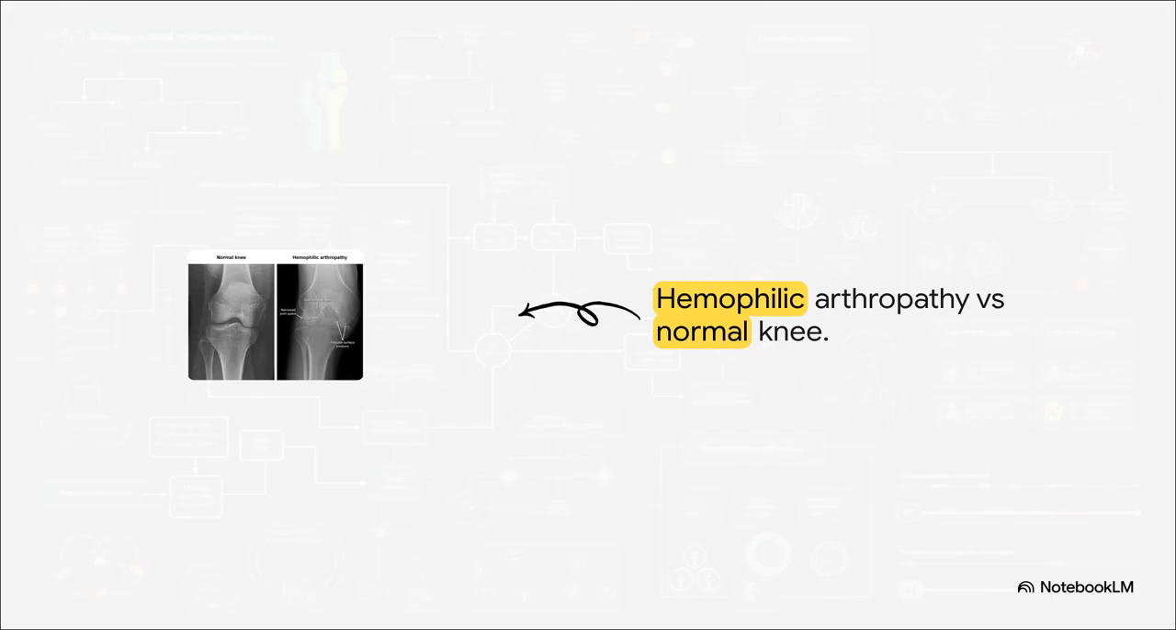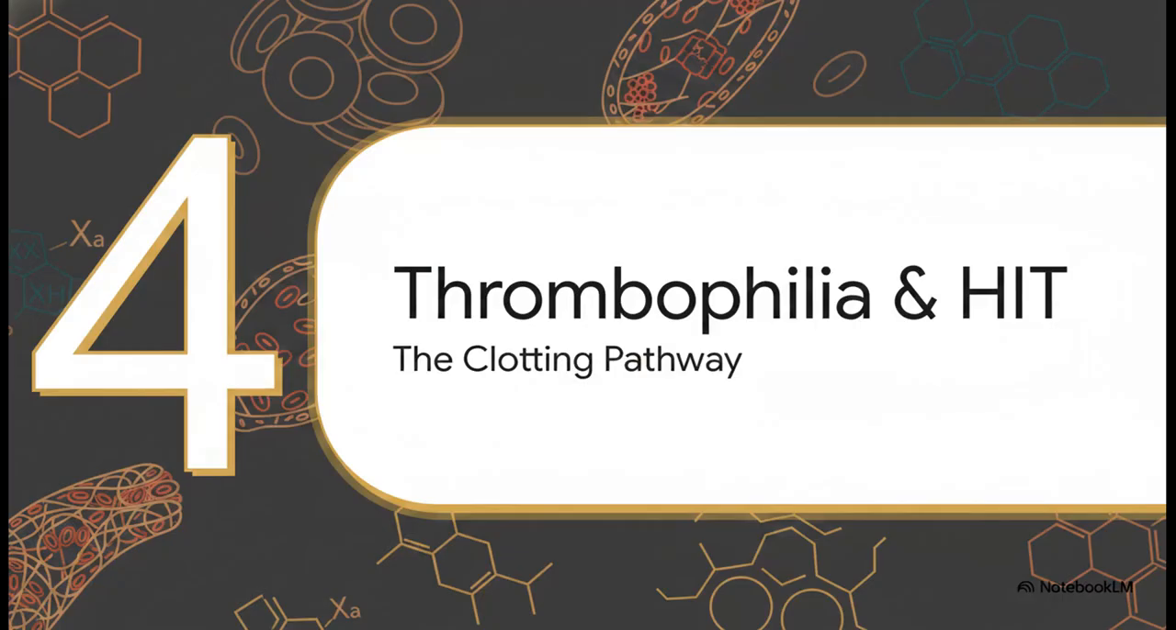These patients will show a prolonged PTT with a normal PT and platelet count, and they absolutely require strict factor replacement therapy to stop this irreversible joint destruction. All right, Section 4 flips the script completely. Thrombophilia and HIT, the clotting pathway.